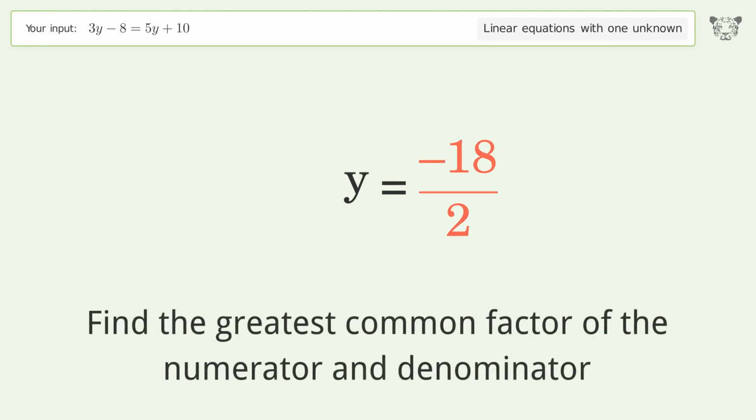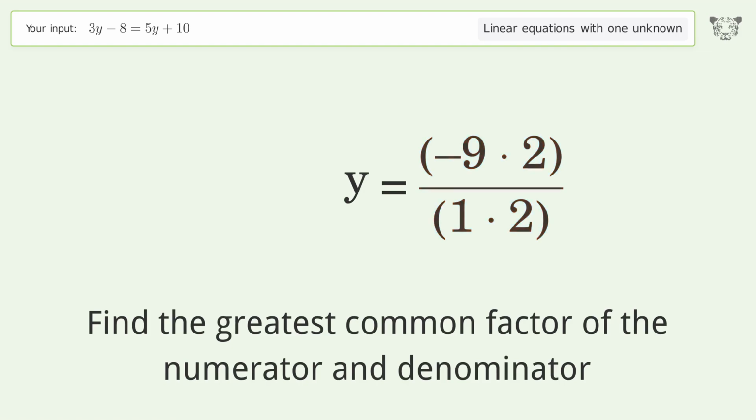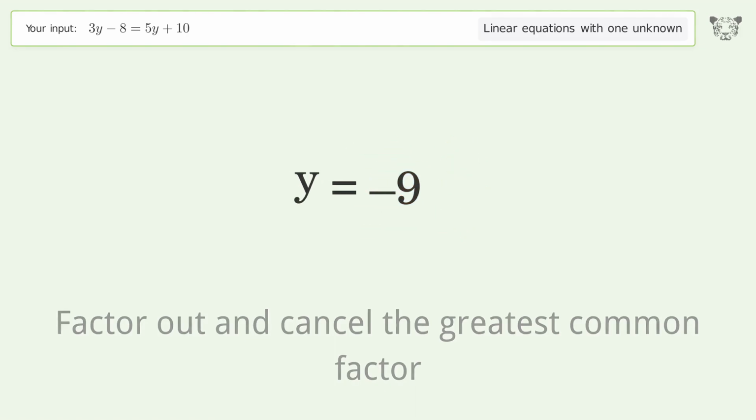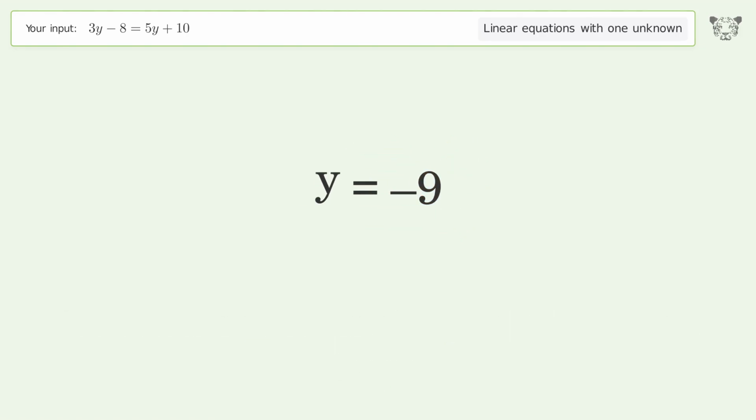Find the greatest common factor of the numerator and denominator. Factor out and cancel the greatest common factor. And so the final result is y equals -9.